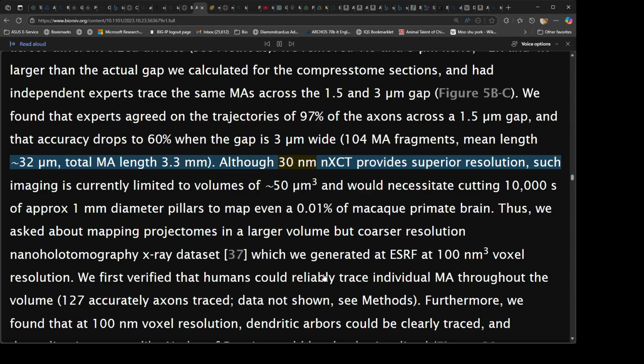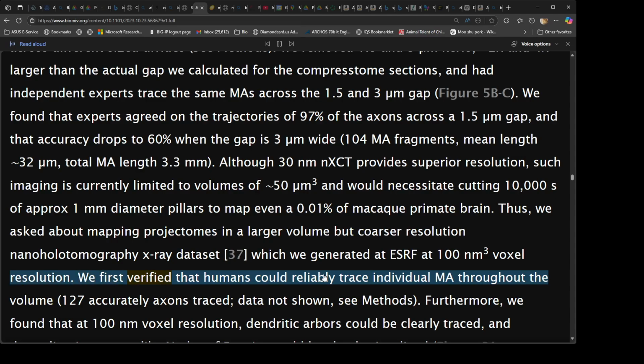Although 30 nanometer NXCT provides superior resolution, such imaging is currently limited to volumes of ~50 µm³ and would necessitate cutting 10,000 sections of approximately 1 millimeter diameter pillars to map even 0.01% of a macaque primate brain. Thus, we asked about mapping projectomes in a larger volume, but coarser resolution, nano-holotomography X-ray dataset, which we generated at ESRF at 100 nm³ voxel resolution.